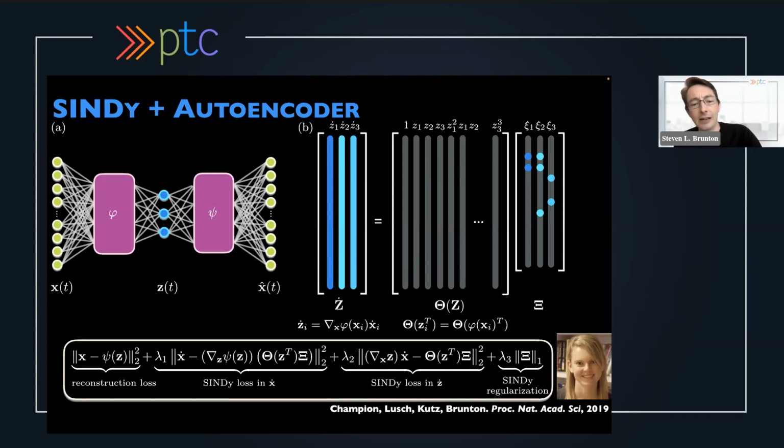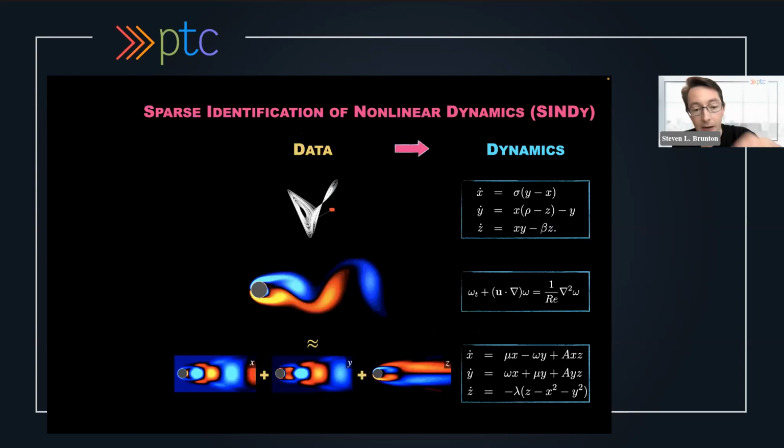So I'm not going to give you too many examples of this, but just to show that you can combine these architectures to simultaneously learn good coordinates and learn the dynamics. So kind of like learning to put the sun in the center of the solar system and learning F equals ma simultaneously. Okay, so I think that is a great place for me to stop.